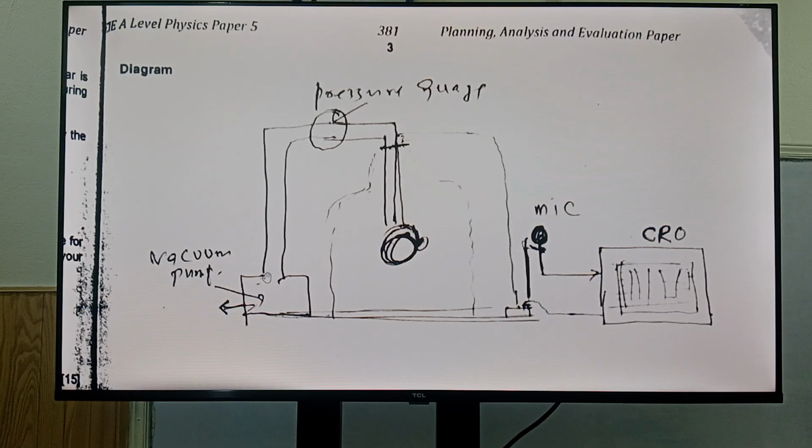Obviously, you will describe in this experiment that you will use this apparatus to decrease the pressure gradually in this bell jar, and every time we sound this bell, the sound is recorded by this mic, and the shape of that signal appears on the CRO, which is used to find the frequency of this sound.